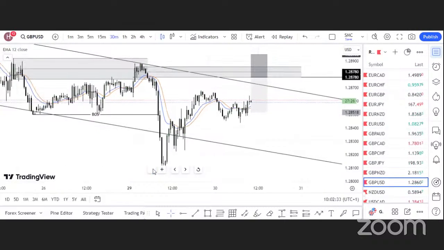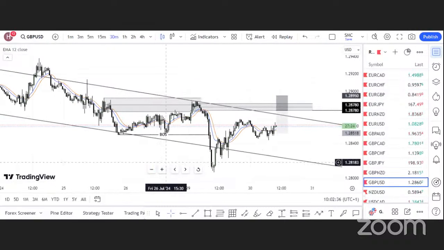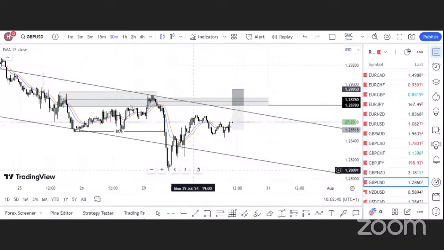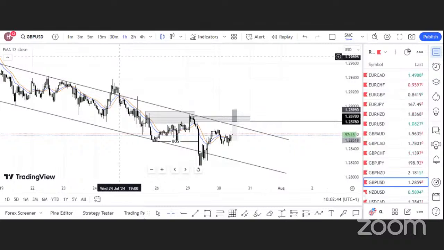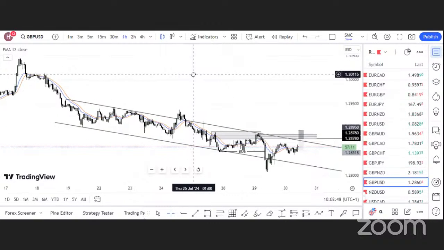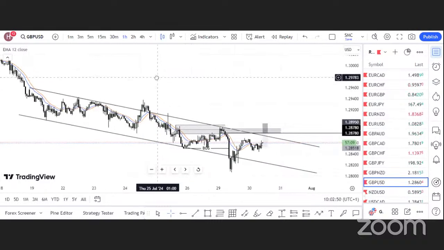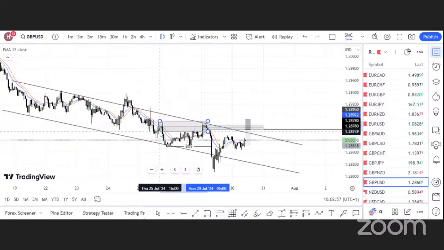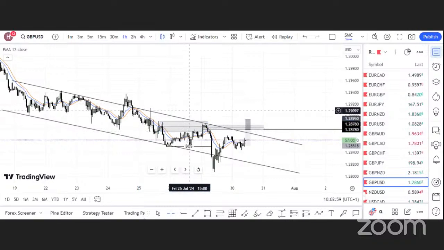Okay, so I'm currently analyzing this market. This is GBP USD. This is the 30-minute time frame. Let's switch to 1 hour. So on the 1 hour time frame, you can see that the market has been on a bearish move. Okay, so the market has been bearish, and we have levels where the market had previously rejected.